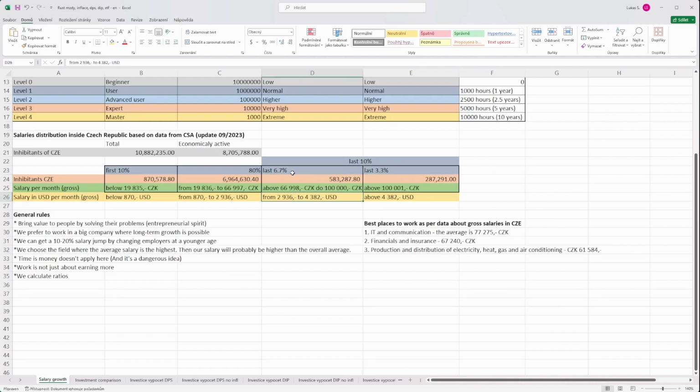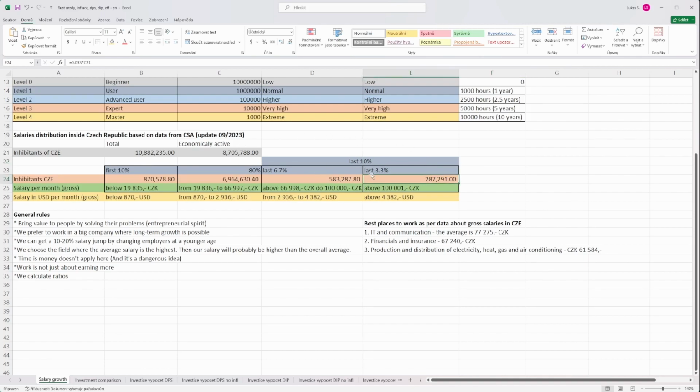So here, last 6.7%, they are earning something between 3,000 USD to approximately 4,400. And then above that, which is last 3.3% of economically active Czech population, they are earning above 100,000 Czech crowns, which is like above 4,400 USD. And if someone is earning more than that, then unfortunately Czech Statistical Agency is not providing any data so that we can evaluate the distribution further. And here you can see how many economically active inhabitants from Czech Republic actually belongs into this group.